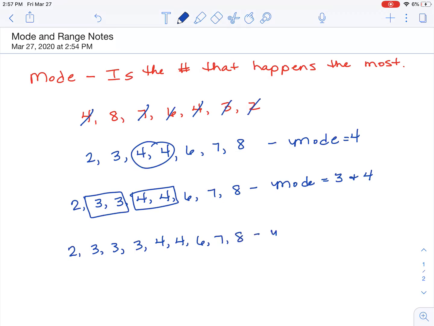All right, what if it did this way? What is your mode? It is the number that happens the most. It is not the number that repeats. It is the number that happens the most. So which number happens the most? The 3 happens the most. Yes, that 4 repeats, but it only repeats twice. And the 3 repeats 3 times. So the mode would be 3.